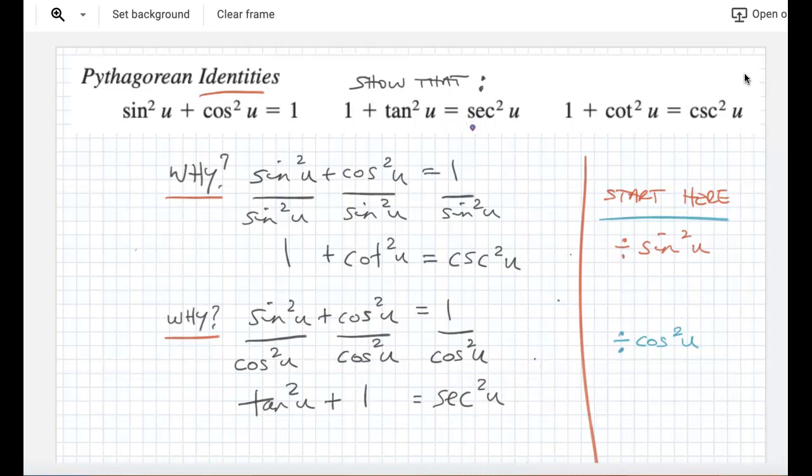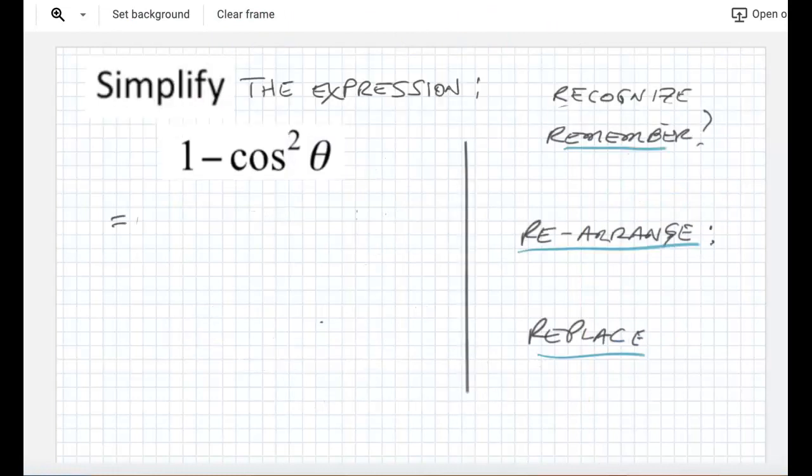Okay, that is a quick run through of some of the things that we do here with trig identities, and let me show you a couple other examples to wrap up this screencast about these first 3 categories. All right, simplify the expression. This is entry level. Can you simplify 1 minus cos squared theta? When you do one of these, you go through a series of steps that I like to call recognize, remember, rearrange, replace. Now, you don't always do that, but sometimes you do. Anyways, do you recognize anything about this?